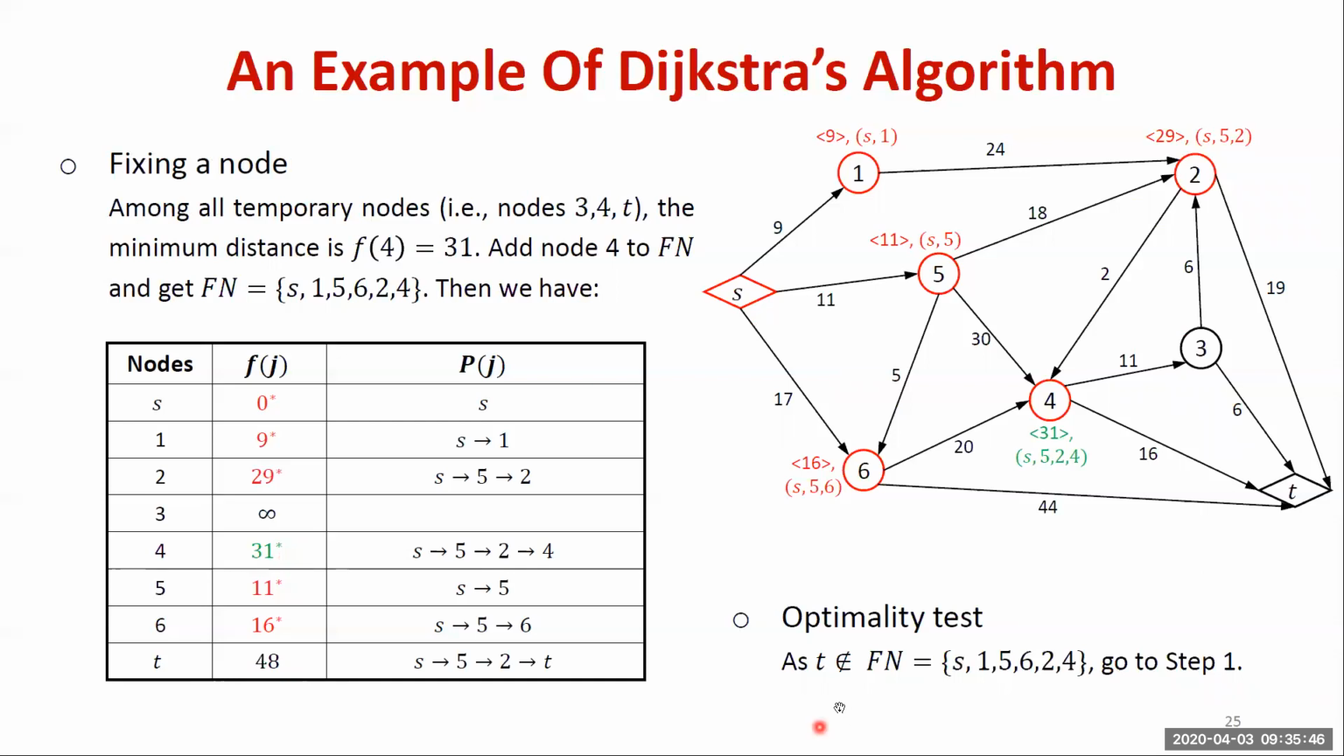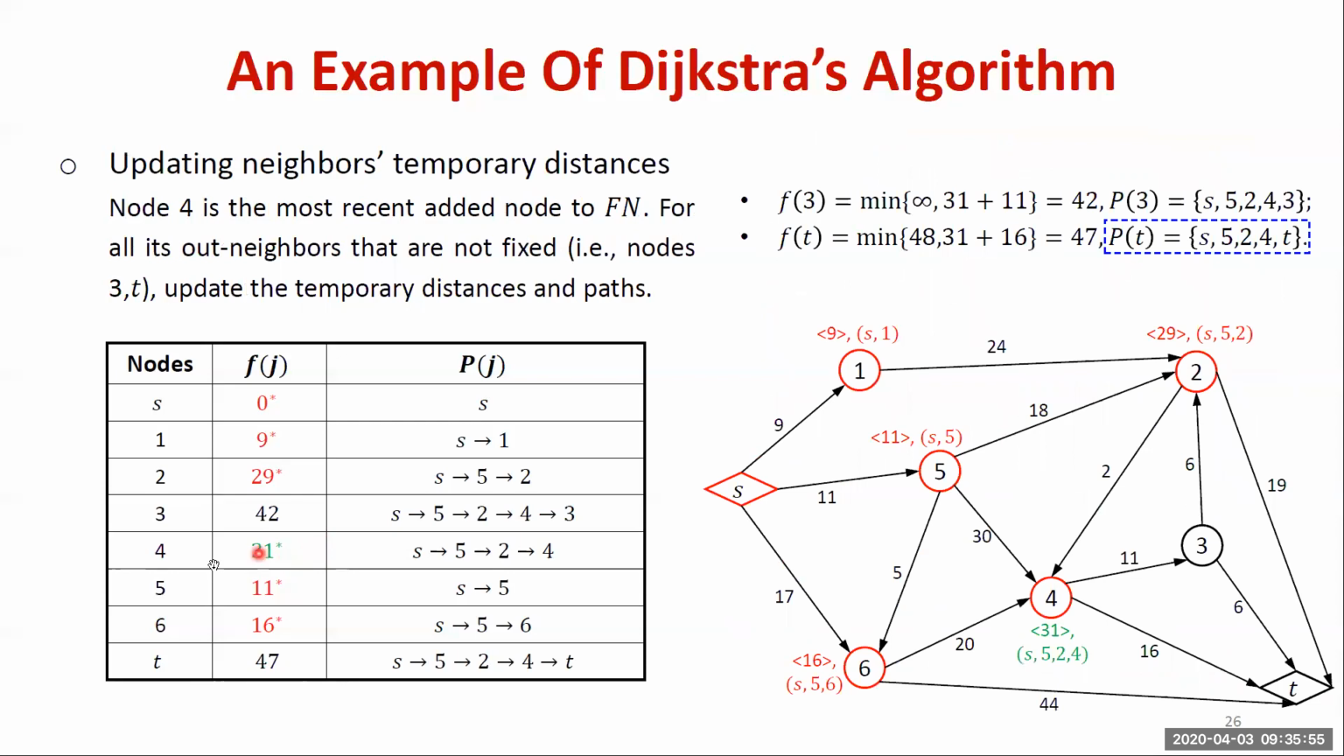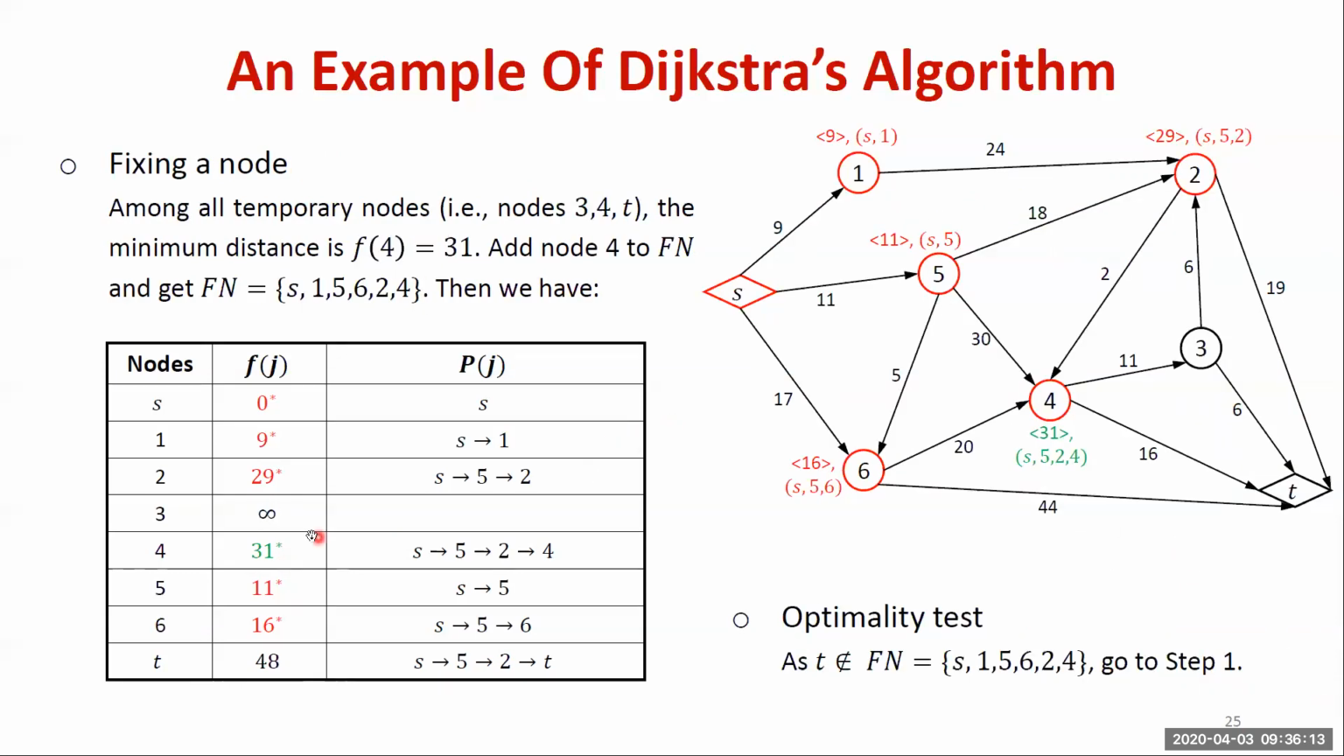And you're going to ask yourself, is t fixed? Unfortunately, t is still not fixed. Okay, continue. And then your most recent fixed node becomes node number 4. See it? Then again, from node number 4, which node can you get to? I can go to node 3 and node t. You're going to check these two. So from node 4 to 3, first of all, let me see. In the previous iteration, the shortest distance of node 3 is infinity. Great.